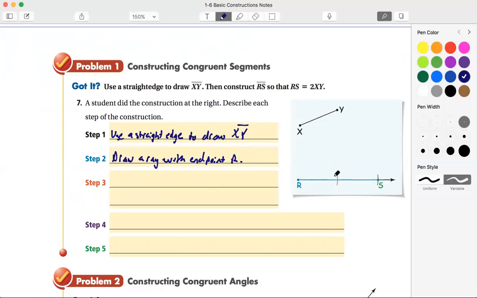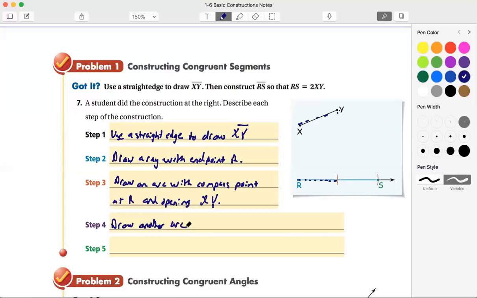Okay, step 3, we're going to use our compass to draw an arc at R, with opening XY. So it has a radius or has a length of XY. So this distance here would be the same as XY. Now what do we do next? We move and we do another one at S. So draw another arc with compass, point at the intersection, and then we will label that S.